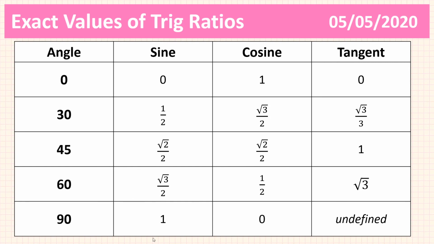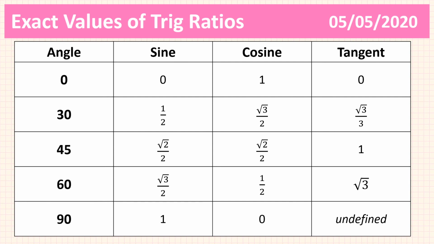So now we can finish off filling in our table. So we've got sine of 0 is 0, cosine of 0 is 1, tan of 0 is 0. And we've got sine of 90 is 1, cosine of 90 is 0, and tan of 90 is undefined. We have all of these values, and these are our exact values of trigonometric ratios. This is a non-calculator skill that we have just done.